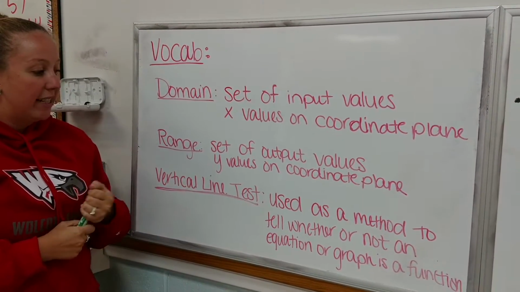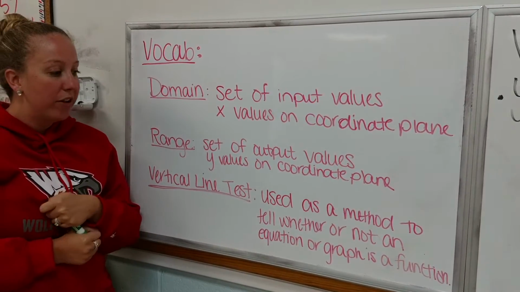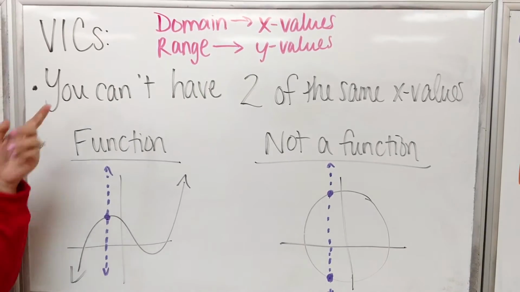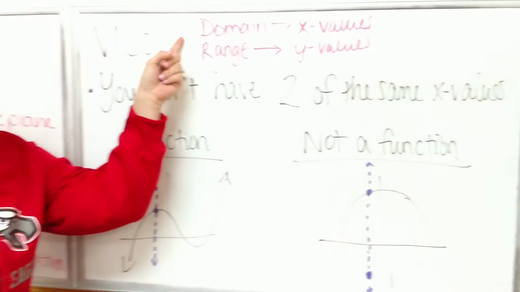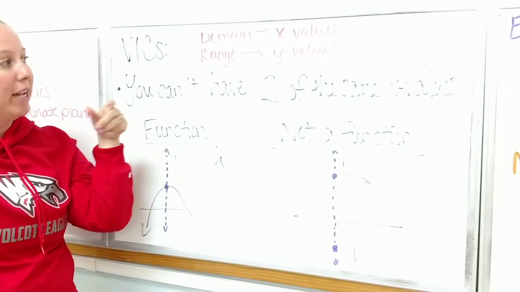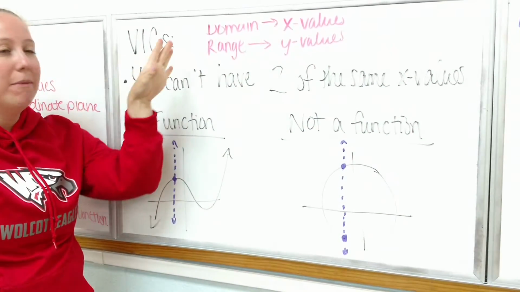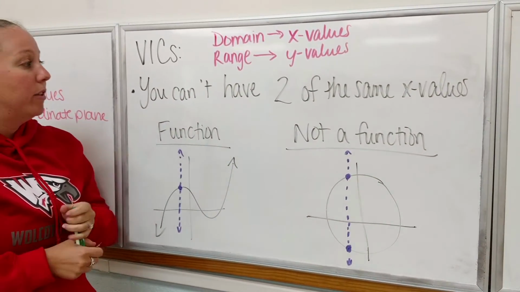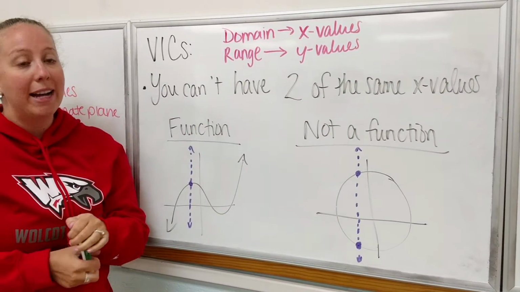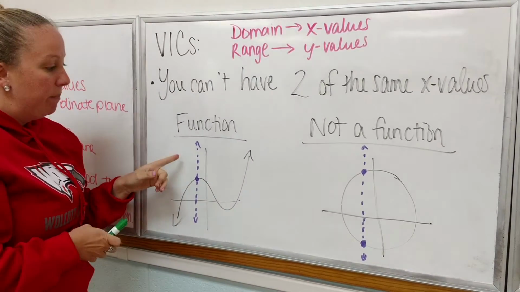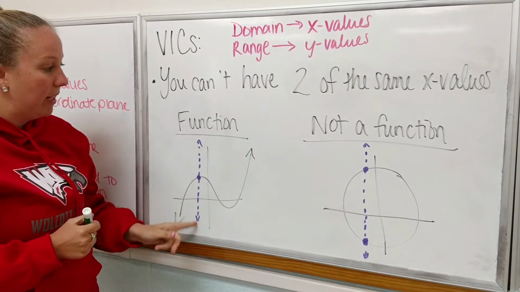And the vertical line test is used as a method to tell whether or not an equation or graph is a function. For your very important concepts, we have that the domain is your x value and your range is your y values. We've talked about that with your vocab terms, but just to reiterate that point, make sure you know domain goes with x and range goes with y. You can't have two of the same x values in a function, and that's what the vertical line test helps with. So this is an example using the vertical line test.